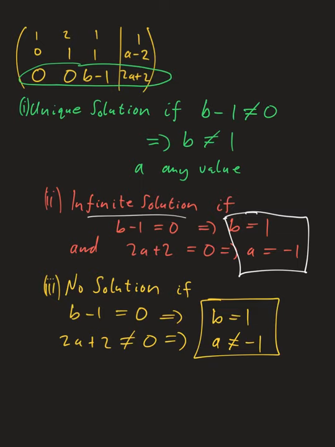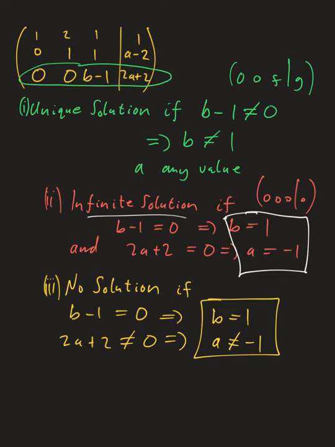So to summarize, if B has any value except for 1, then I have a unique solution, or I get a last row like this, where F and G are not equal to 0. That's the unique solution. The next possibility is that, let's say B is equal to 1. Then I either have infinite solutions or no solution. And I get the infinite solution if A is exactly equal to minus 1. So that's where I get a last line that looks like this. I get those zeros. So that's where B is 1 and A is equal to minus 1.